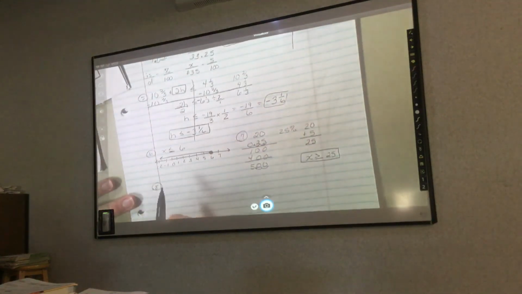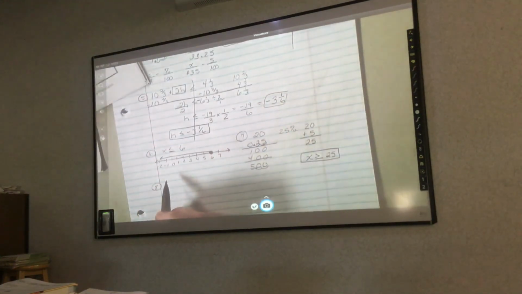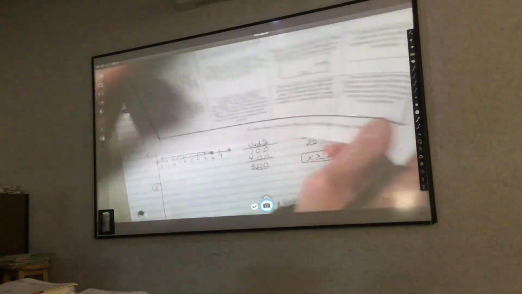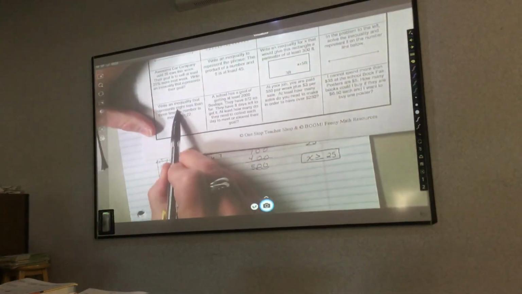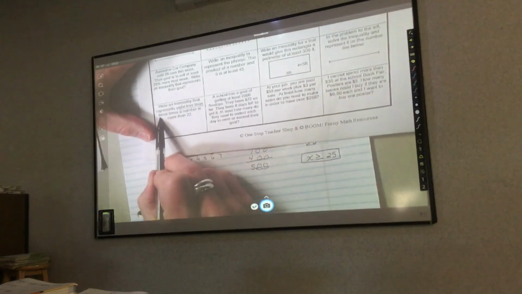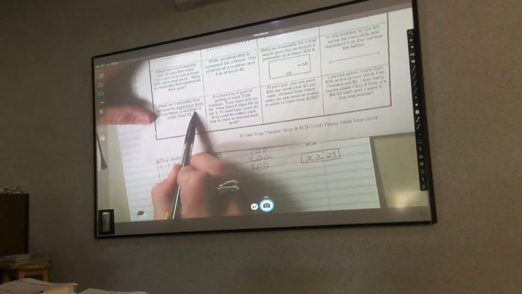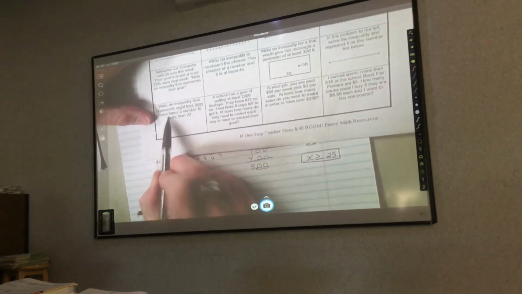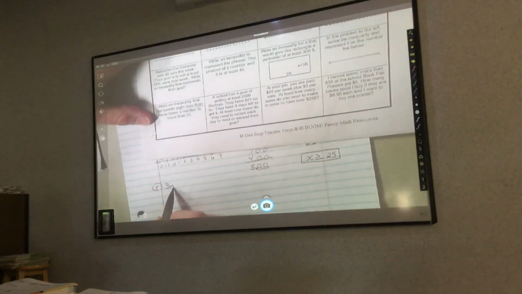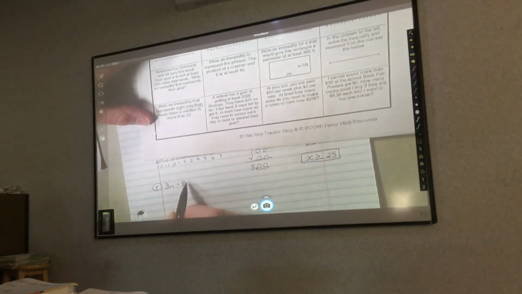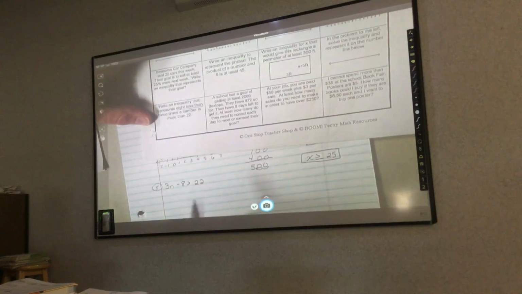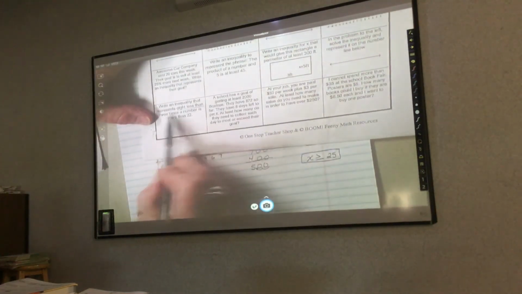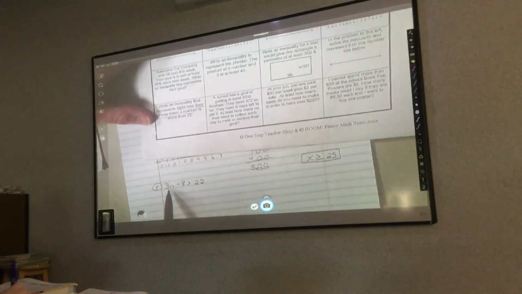8. Write an inequality that represents 8 less than 3 times the number is more than 22. So 8 is less than the 3 times the number, so 3 times the number, 8 less than that. You don't put the 8 less first, it's less than 3 times the number, so 3 times the number comes first.